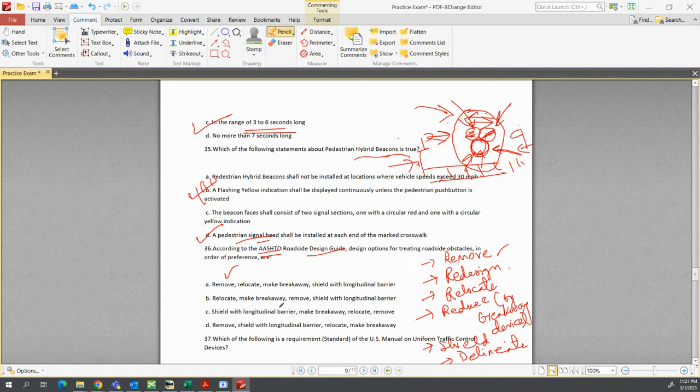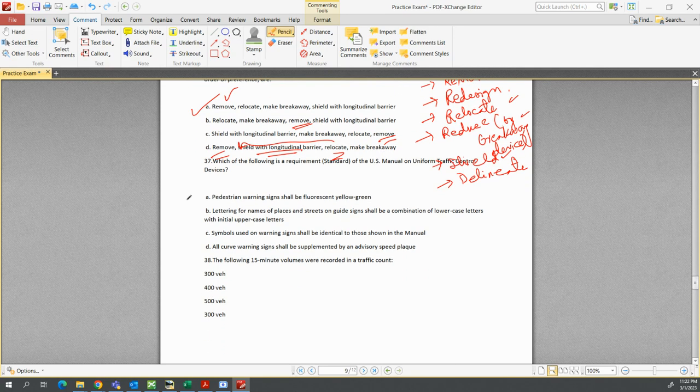So in our question, you see which is in the order of preference. Remove is first, relocate, make breakaway, which is reduce, and shield with longitudinal barrier. This preference order seems to be right. The next one they have given relocate before remove. Remove should always be the first one, right? Again here remove is the last one. Here remove is first, but shield is second. Shield should be just before the last one, much before that is relocate. So basically option A is the correct answer for 36.